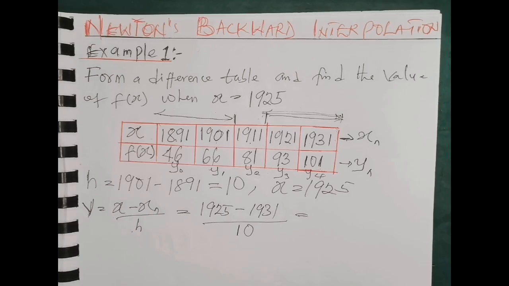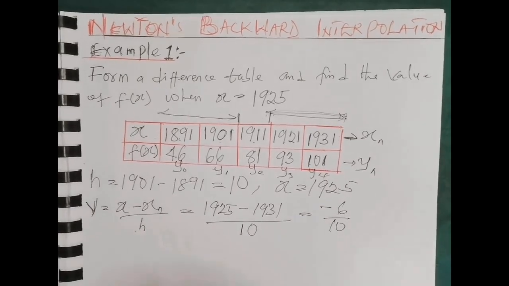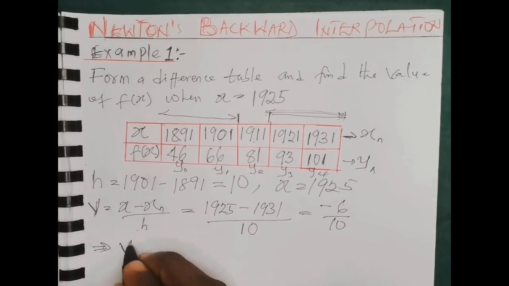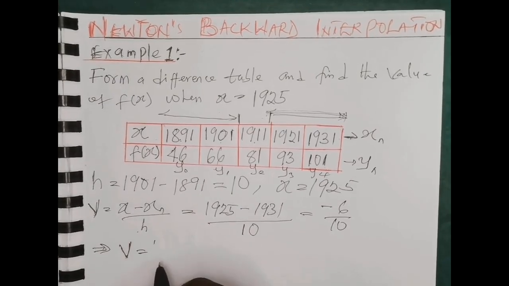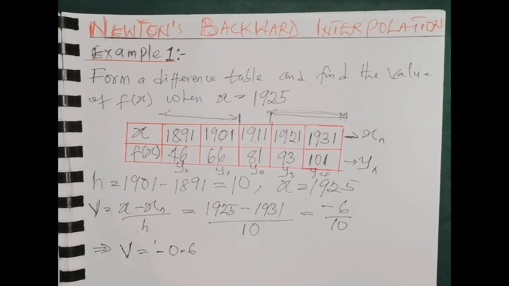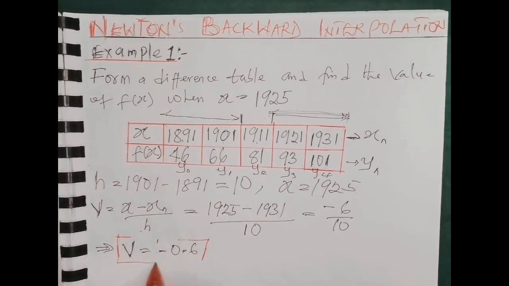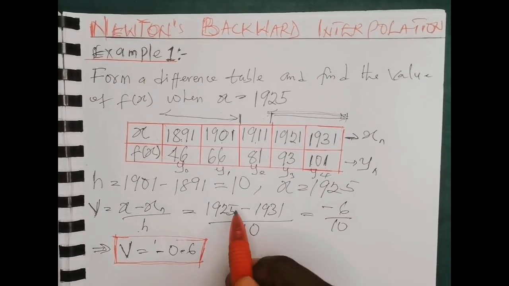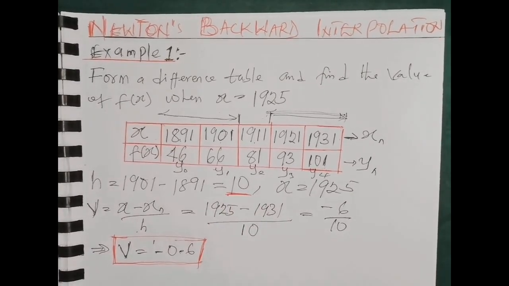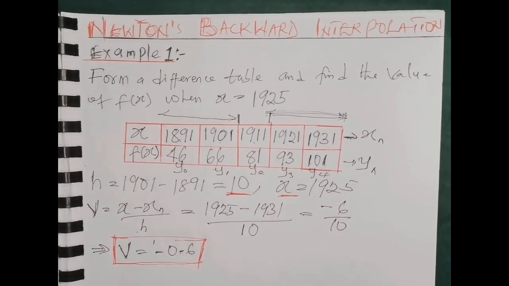1925 minus 1931 simply gives us negative 6 divided by 10. That gives us negative 0.6. So we have this to be the value of v. Okay, so we found the value of v, we found the value of our interval h. And we know our value of x, which is to be interpolated. We also know yn and of course xn.